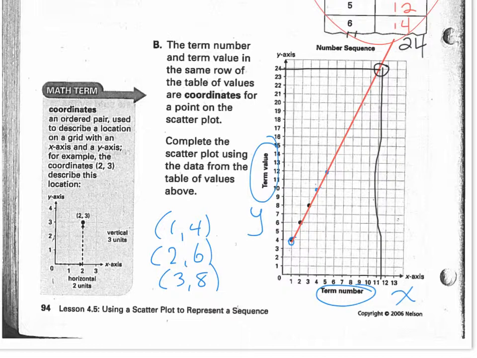Also, when I have a term value, for example, if I have a term value of 18, and I want to know what the term number is, I go across to 18, notice that the line is there, it's number 8. So when my term number is 8, the term value is 18.